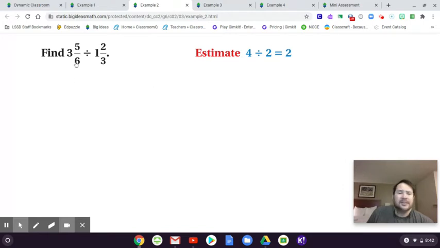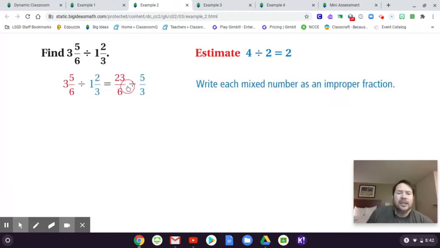So first thing you want to do, they say, is to estimate. That's a good thing to do. This is about 4 divided by about 2. Our answer should be about 2. So we did 23/6 divided by 5/3.